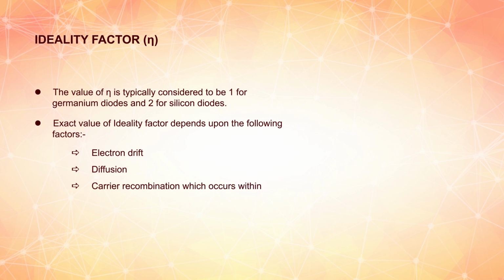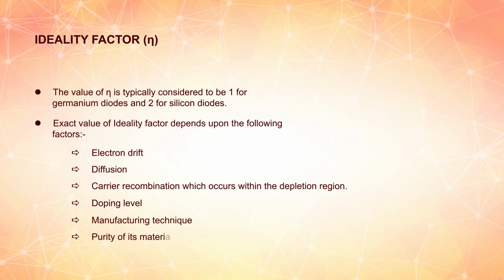Those factors are: first, electron drift. As we have studied in the past, drift is the word associated with the minority charge carriers. In p-type material, electrons are the minority charge carriers. So, when the electrons drift from one region to another region, it affects the ideality factor of the diode. Second is diffusion. Diffusion is the movement of the majority charge carriers from one region to another region. When the amount of diffusion changes, it changes the value of ideality factor.